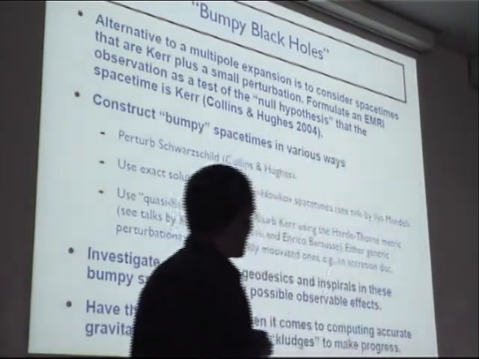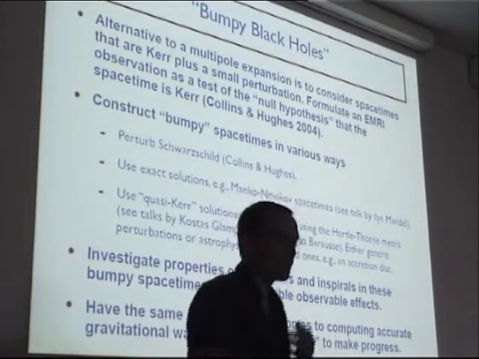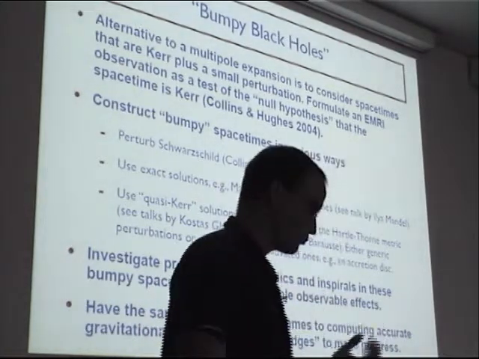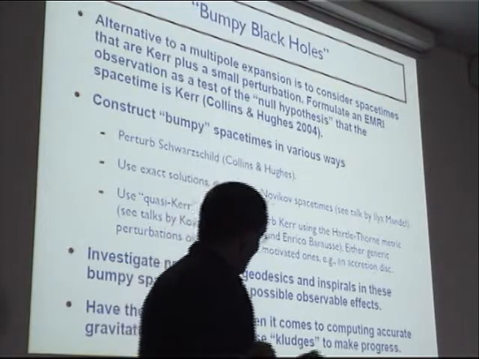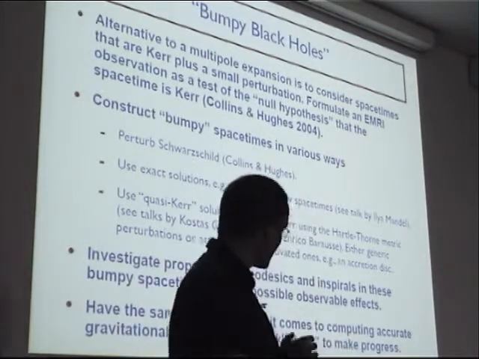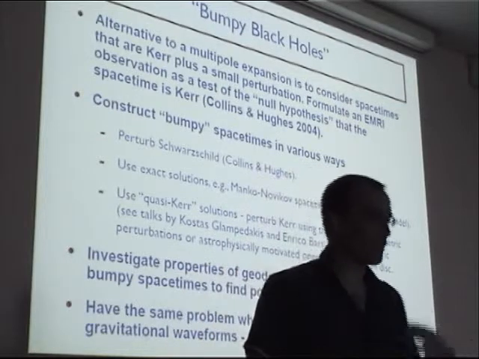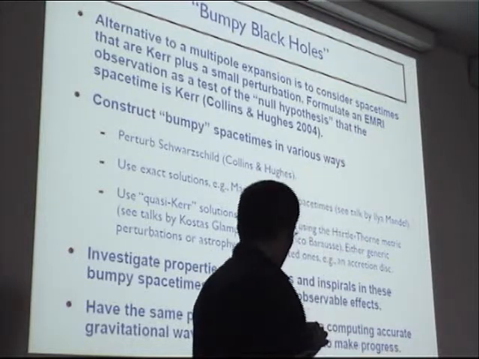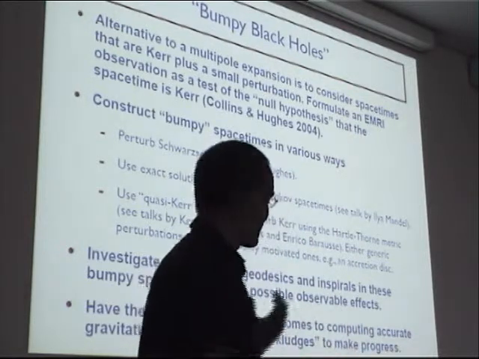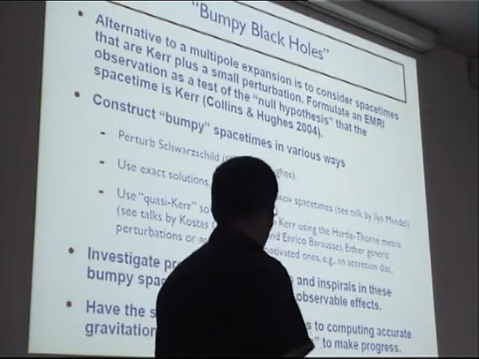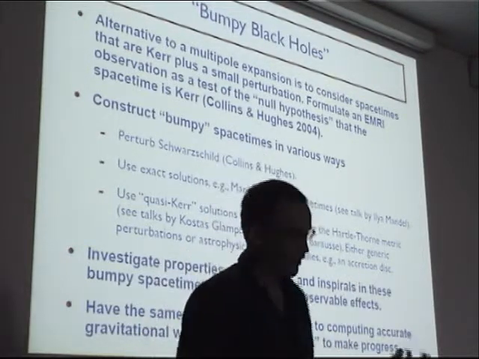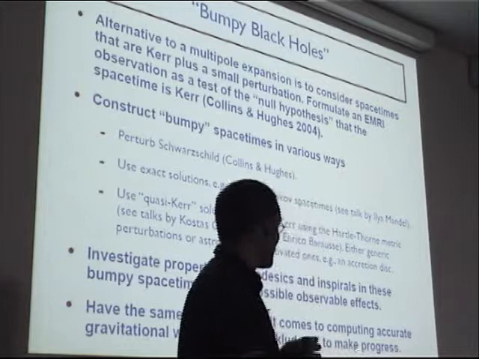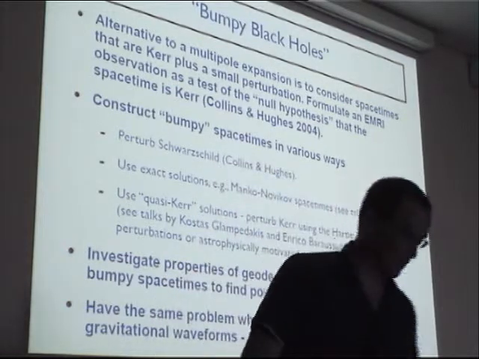So these perturbations can either be generic, or you can consider things that are astrophysically motivated, for example, an accretion disk. We can then investigate properties of geodesics and inspirals in these various spacetimes to see what we might observe and what we could detect in an actual observation. But we do have this same problem when it comes to computing inspirals, because we then need to understand gravitational wave generation in an arbitrary spacetime. So the way we are currently trying to make progress is using post-Newtonian models and also kludges just to get some handle on the situation.